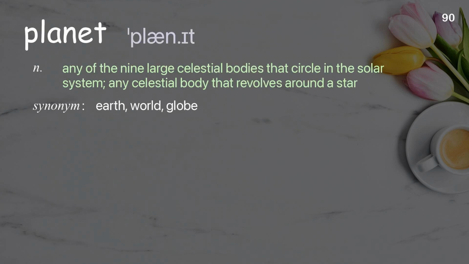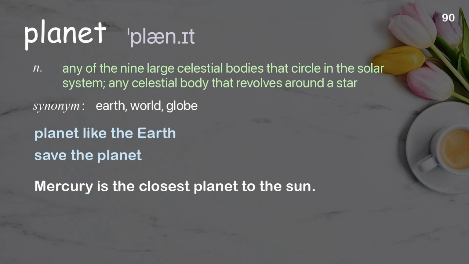Planet. Any of the 9 large celestial bodies that circle in the solar system, any celestial body that revolves around a star. Examples: A planet like the Earth. Save the planet. Mercury is the closest planet to the Sun.